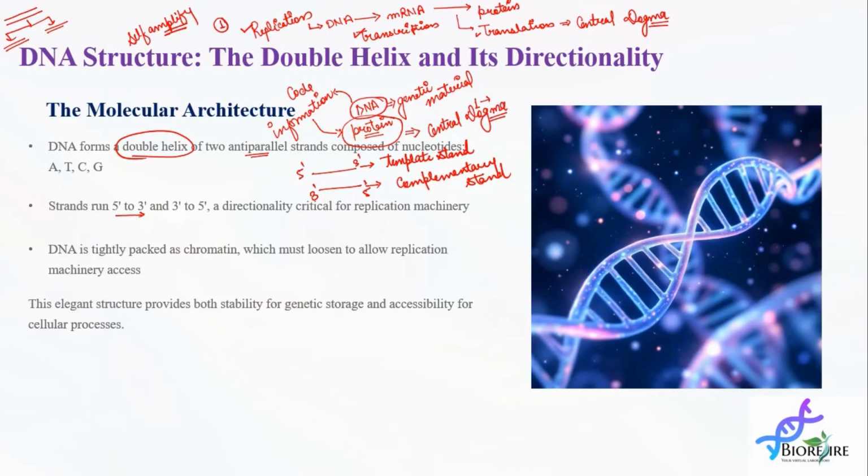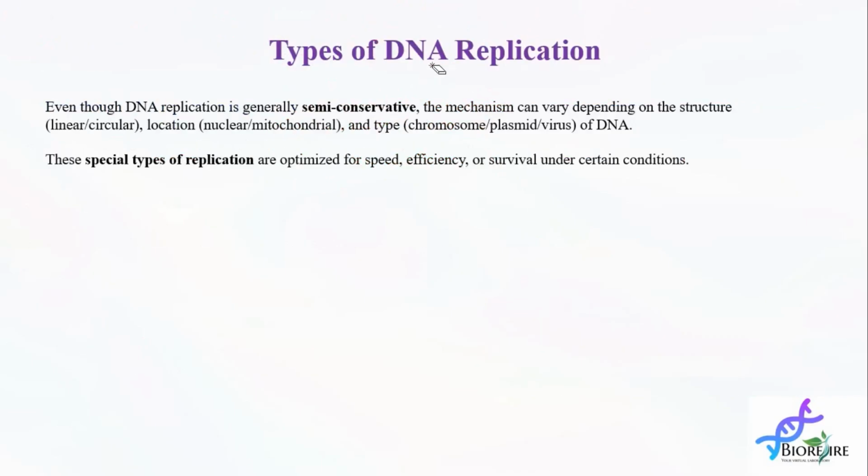In the case of eukaryotes, DNA is tightly packed with the help of histone protein. During the amplification, or during this replication, modification will happen in the histone and the replication process will start. That is the fundamental of replication. Now we discuss the types of replication.